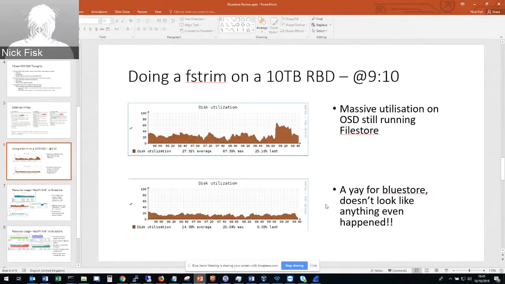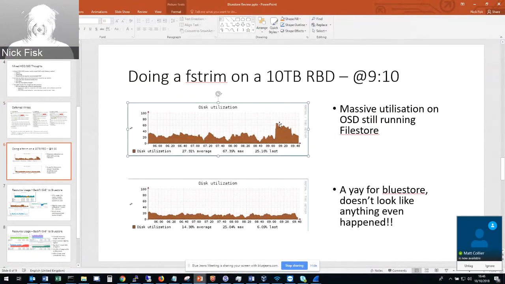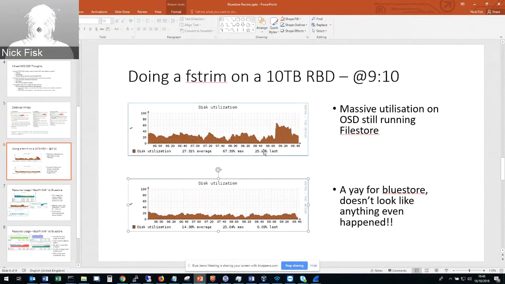One thing I've really noticed is stuff like cleaning up snapshots and doing FS trims. With FileStore, you tend to get this massive disk utilization, and this cluster's got about 200 OSDs, but even so, doing an FS trim would just pin the disks. It's quite a high utilization for half an hour or so. Where with BlueStore, this is taken on the same cluster.